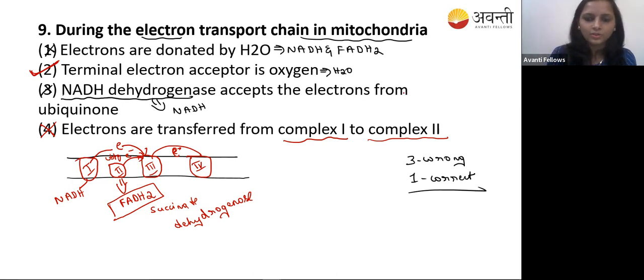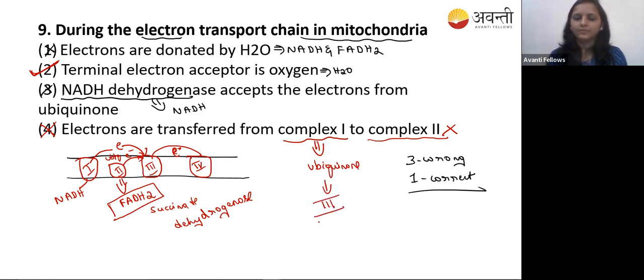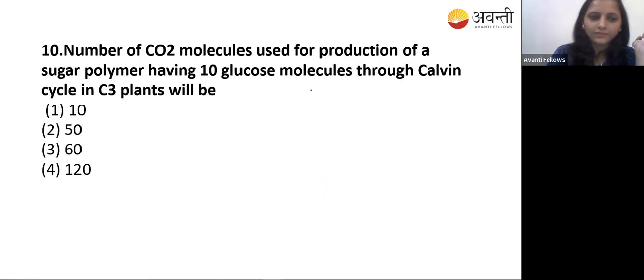Okay, fine. So that is the reason this option is wrong. It will send to the first ubiquinone, then it will send to complex number 3. So that is the reason options 1, 3, and 4 are wrong. So the correct option is option number 2. Okay, fine. So let us go to question number 10.